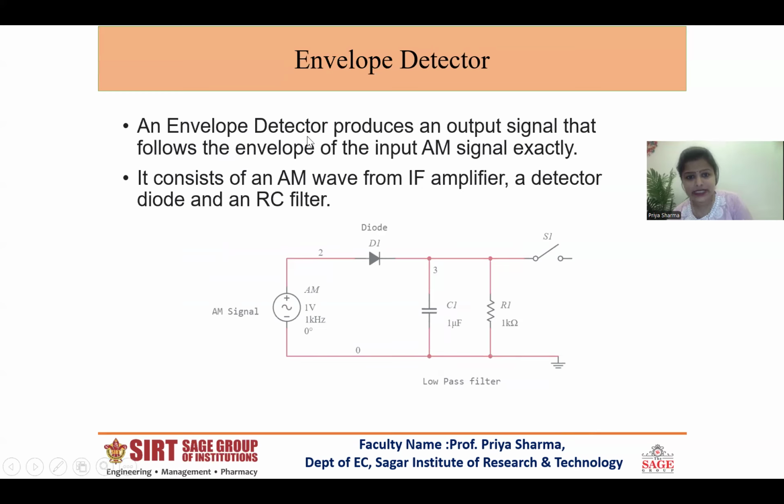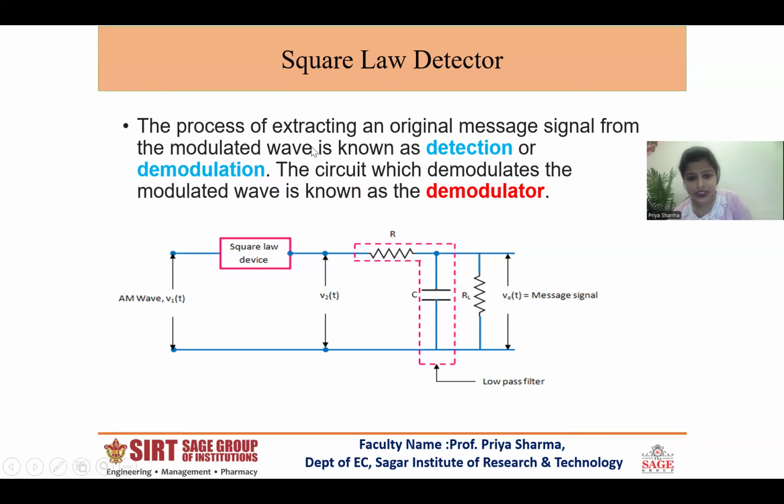So basically, let me now explain the operation of this. The input output characteristics or the transfer characteristics of a square law device such as a diode or a nonlinear device can be expressed the same as in a square law modulator, that is V2(t) = a V1(t) + b V1²(t).